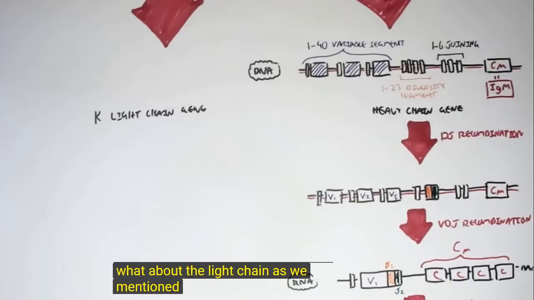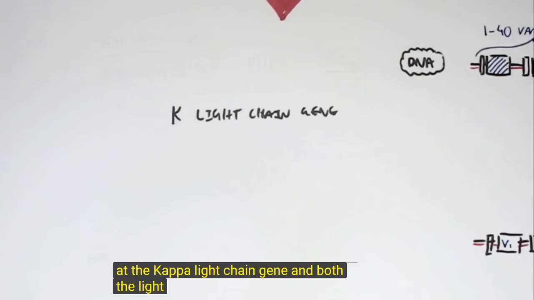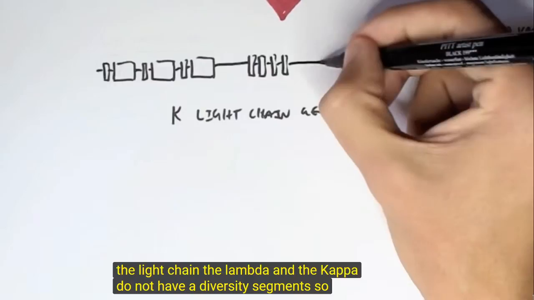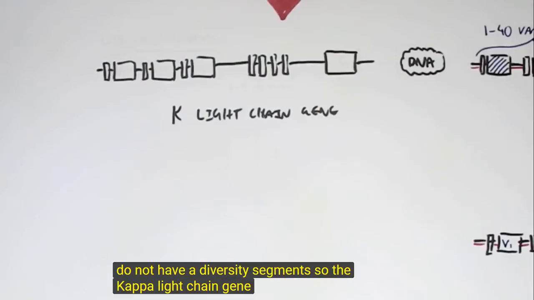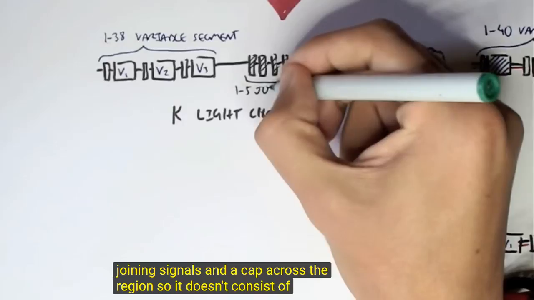So what about the light chain? As we mentioned, for the light chain, we're looking at the kappa light chain gene. And both the light chains, the lambda and the kappa, do not have a diversity segment. So the kappa light chain gene consists of about 1 to 38 variable segments, about 1 to 5 joining segments, and a kappa constant region. So it doesn't consist of a diversity segment.